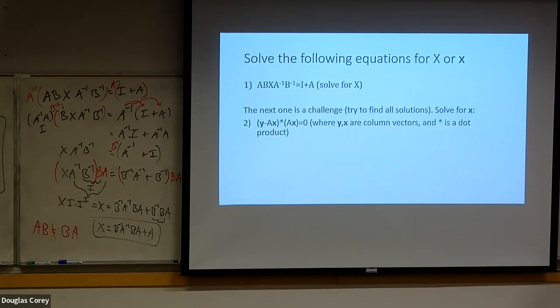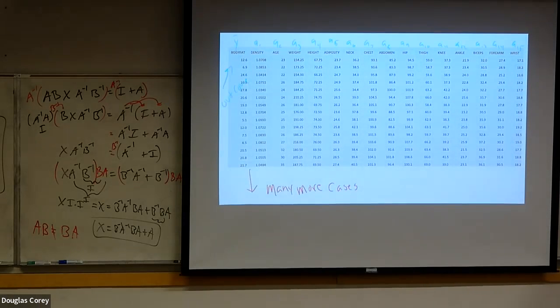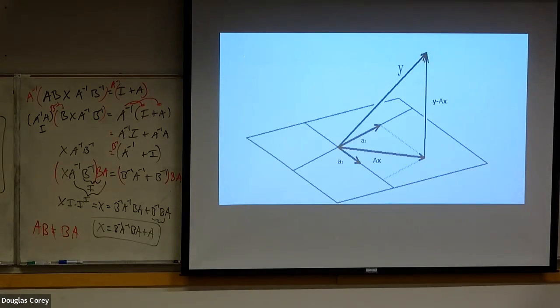Okay, so we're back to this problem. Our last task is to do number 2. Before we dive into it, number 2 turns out to be exactly what you need to solve the regression problem, the prediction problem that we were doing with body graph. So I'm going to do the simple case.